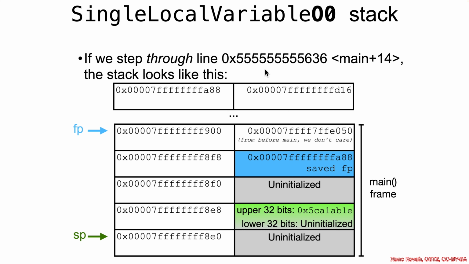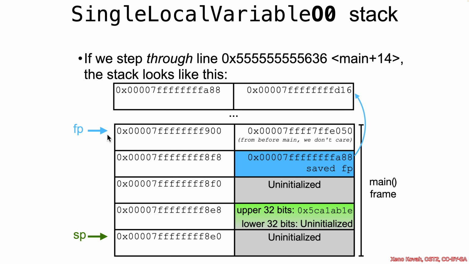So this is the state of the system if I step through this line 5555, etc., 636, which is main plus 14. So that's essentially we're stepping through the last store to the stack. So the last time anything has changed on the stack, and then after that, it's just going to be tear down of the actual main function. So we have this state that I already said before, but what got filled in was this saved frame pointer.